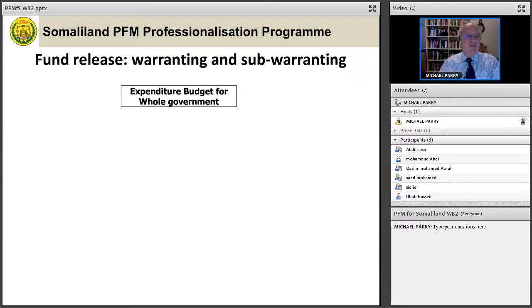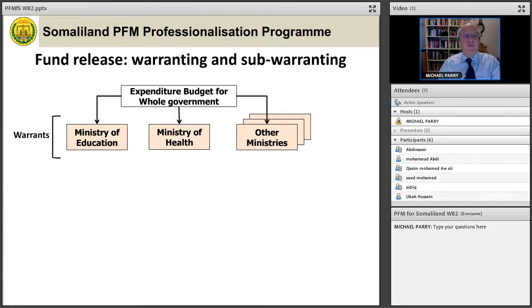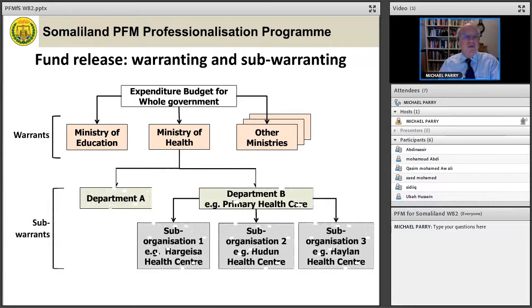Now, fund release and warranting doesn't stop at the level of the ministry. You warrant funds quarterly to your different ministries. The ministries will then have to sub-warrant that to the organisations under the ministry. So if it's the Ministry of Health, they may, for example, have a primary healthcare department. I don't know the structure in Somaliland, but it's quite likely you'll have a primary healthcare department. And then under that, you'll have sub-organisations such as a series of health centres at locations throughout the country. So you'll have to make funds available to each of those through a process of sub-warranting.